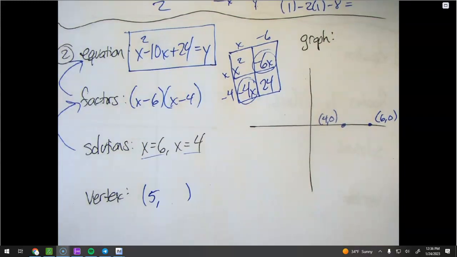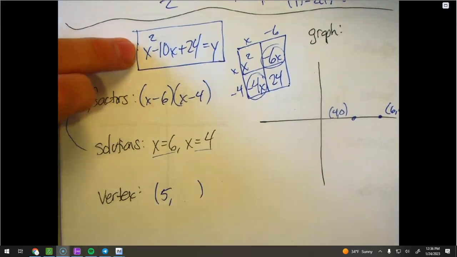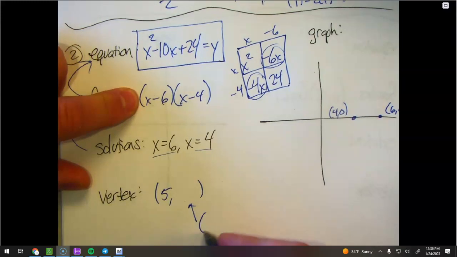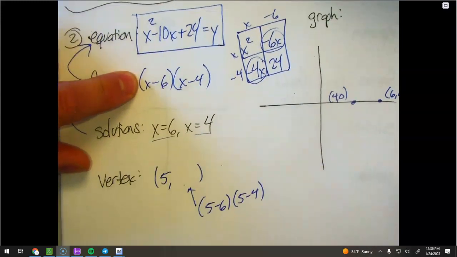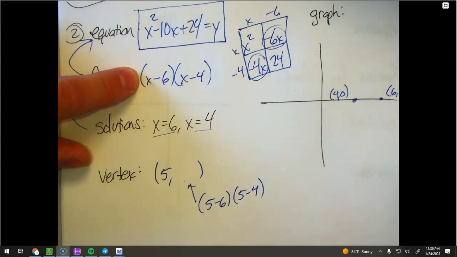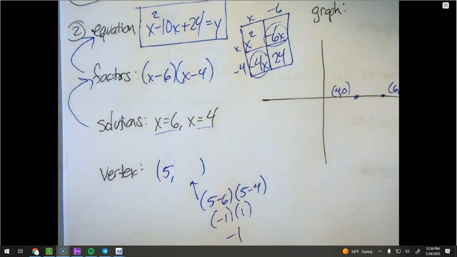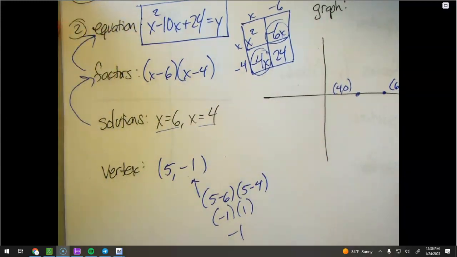And then when you go to plug in, you can plug into either one of these two that you want. So you can plug into that top one. Some people get screwed up with the squared and the negative. You could plug into this bottom one too. So I could go 5 minus 6 times 5 minus 4, which would be negative 1 times 1. And that might be an easier way, or plugging it into your calculator works for you. Do that. But I'm going to get that the y value is negative 1 there.